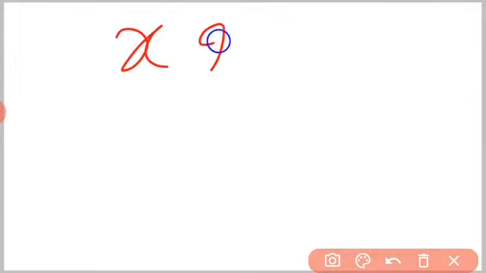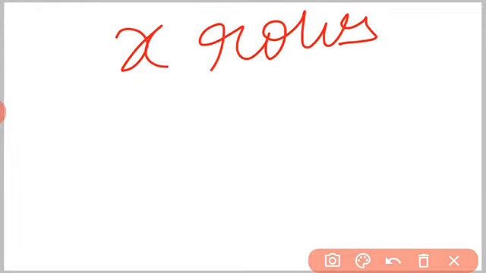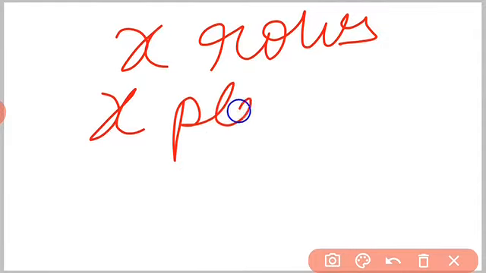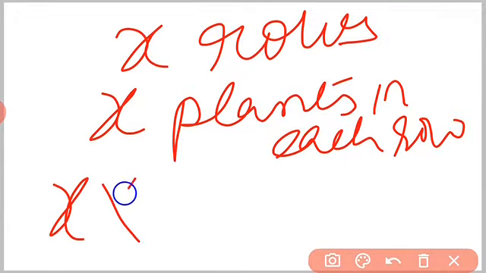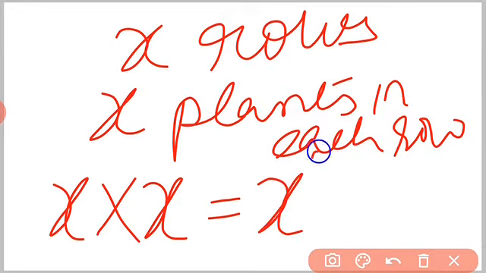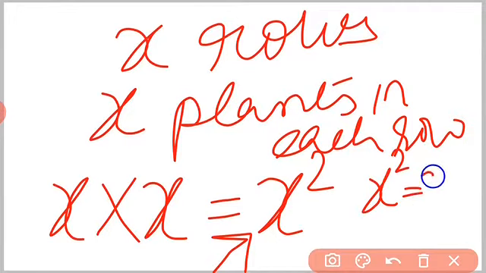So if I have x rows and there are x plants in each row, how many plants are there in total? There will be x multiply x, which is equal to x squared. This is in terms of a variable, but we have been given the total number of plants as a number. So this x squared will be equal to 2025.